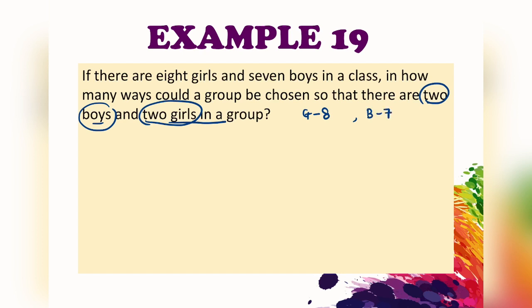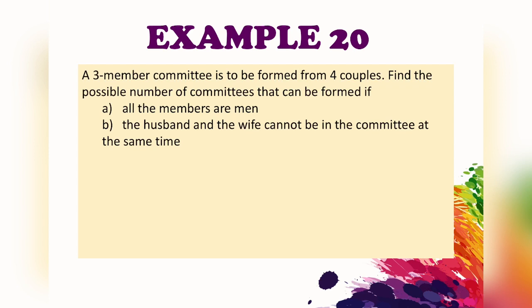So to choose 2 from each of the genders, it will be 8C2. So from 8 girls, we are choosing 2 girls. And there is a word and here, that means multiply. So now from 7 boys, we are going to choose 2. So 8C2 multiplied by 7C2. And the results will be 588.